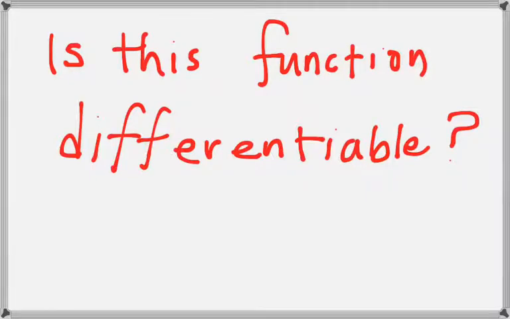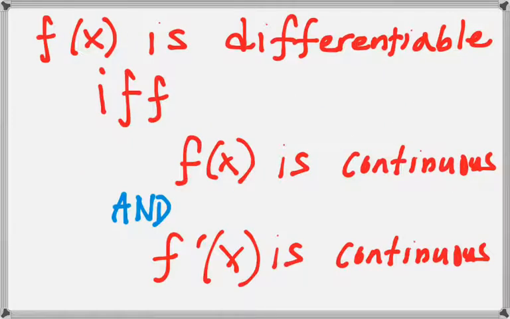In this video, we'll be looking at answering the question of whether a given function is or is not differentiable. Recall that a function f of x is differentiable if and only if, meaning that this idea works in two directions, forwards and backwards, f of x is continuous and f prime of x is continuous. So this gives us a metric by which we can determine whether or not a function is differentiable.